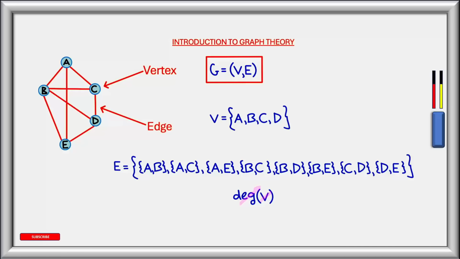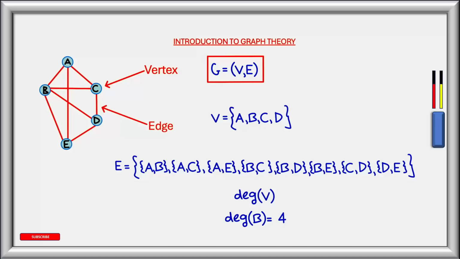The degree of a vertex is simply the number of edges connected to it. If we look back at city B, it has 4 edges leading out of it. We say the degree of vertex B is equal to 4. It's a simple count that tells us how connected that specific piece of the graph is.